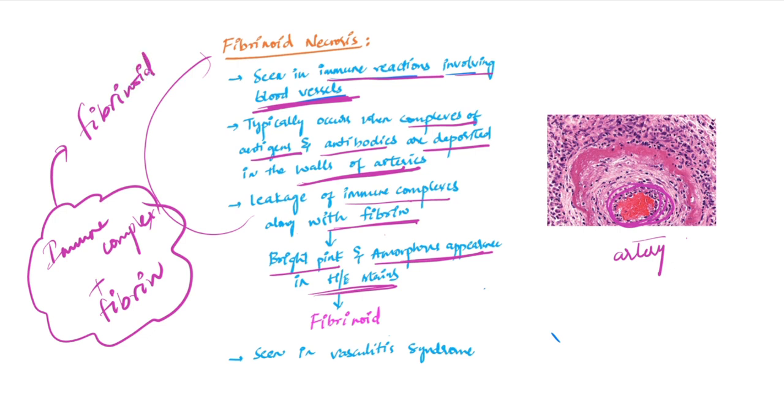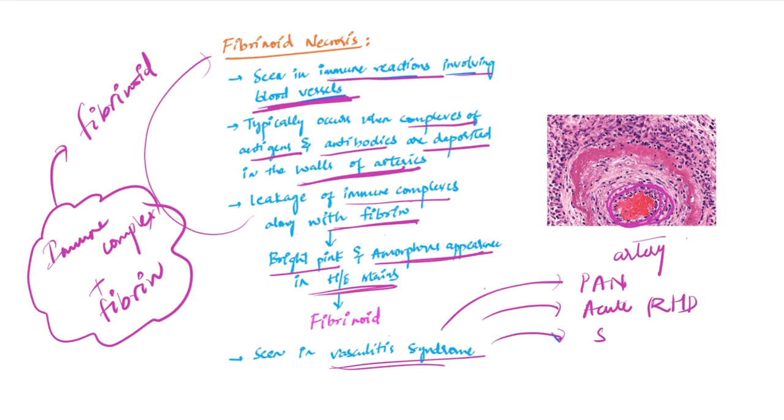Where is it seen? It is seen in some vasculitis syndromes, like polyarteritis nodosa, and also in acute rheumatic heart disease. You can also see this in SLE and also during malignant hypertension. So this is about necrosis and the types of necrosis.